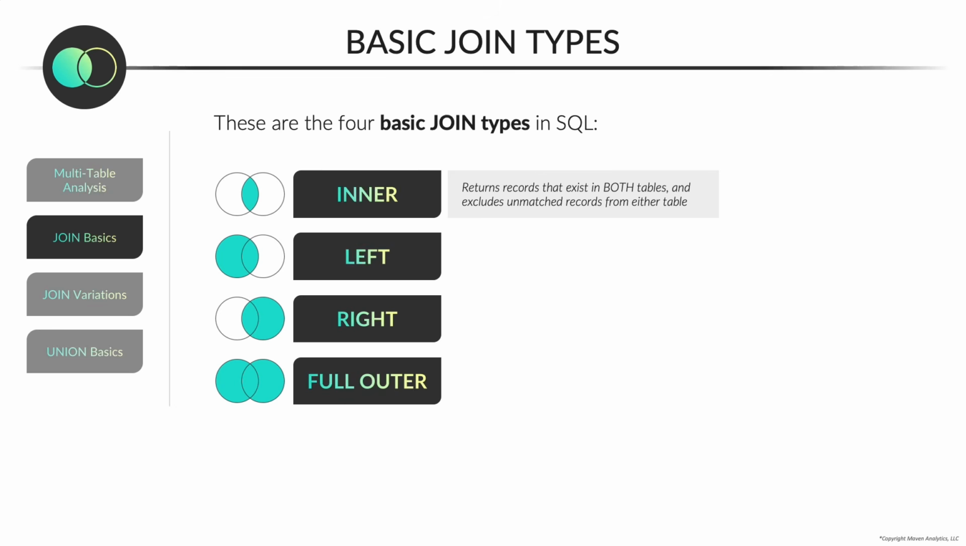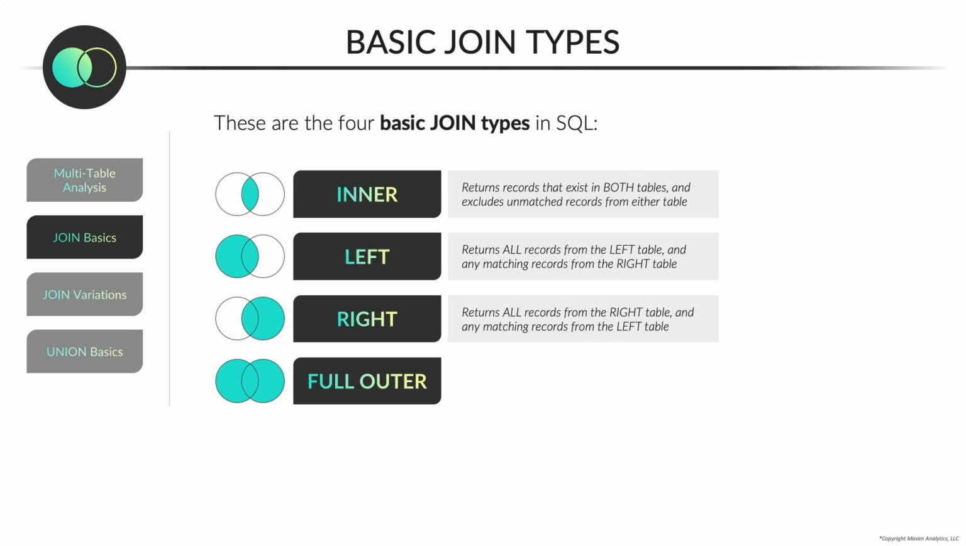Next, we have a left join, which is going to return all the rows in the left table and then any matching records from the right table. So in the case of our happiness scores table as our left table, it's going to return all countries that exist in the happiness scores table, and then it's going to bring in the country stats just for those countries in the happiness scores table.